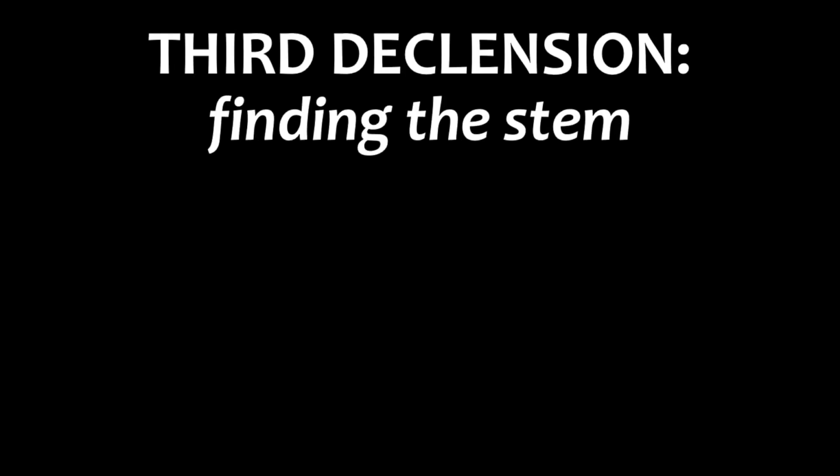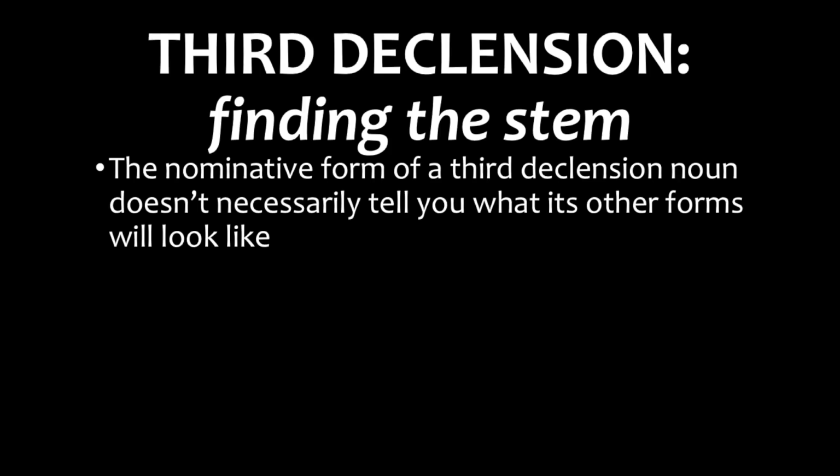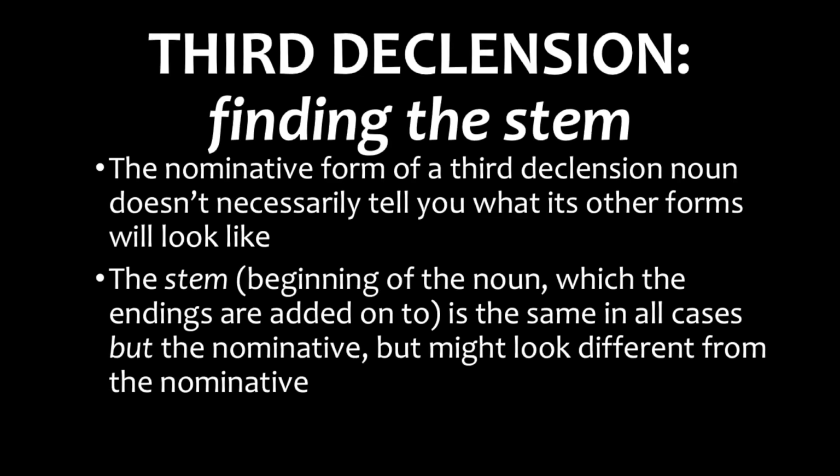Since third declension nouns have all of these different nominative endings, we have to figure out what the stem is going to look like, what the beginning of the noun is going to look like in all of the cases but the nominative, because the nominative form of a third declension noun doesn't necessarily tell you what its other forms will look like. So we have to figure out what the stem is, the beginning of the noun, which the endings are added on to. The stem is going to be the same in all cases except the nominative, but the stem also might look different from the nominative form.